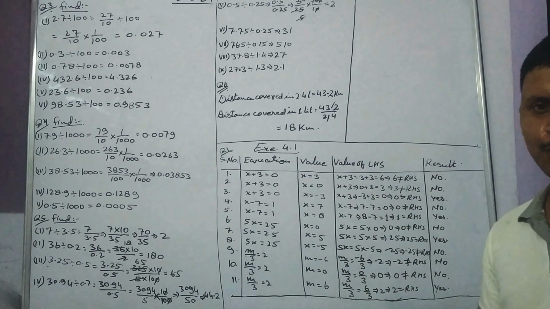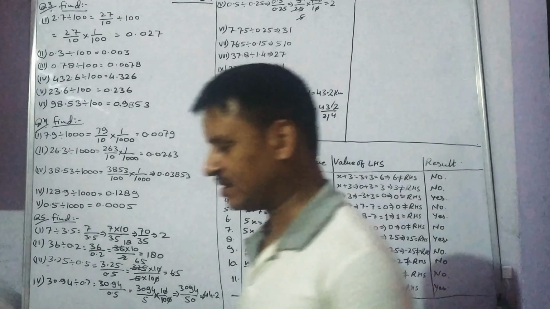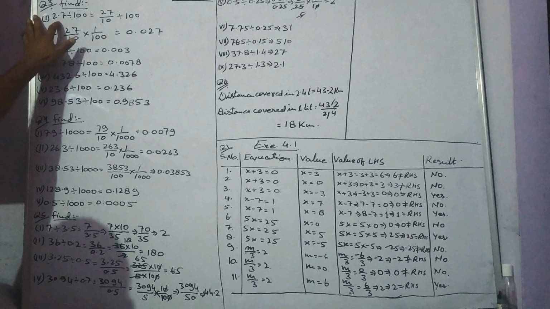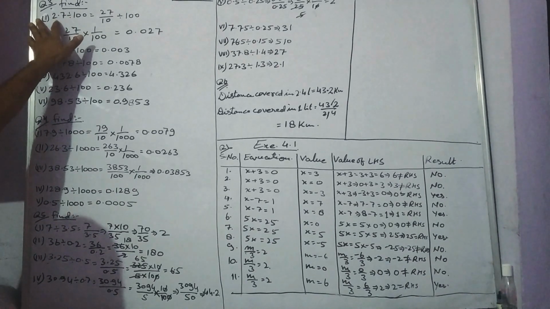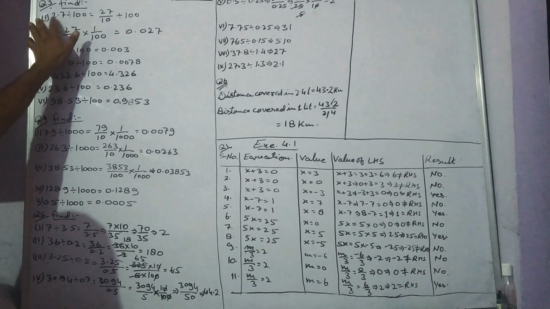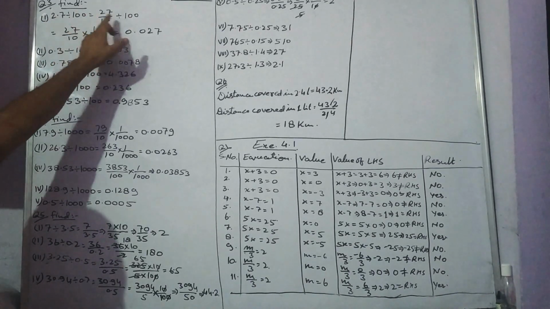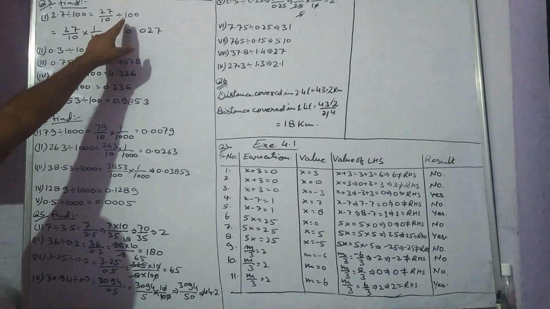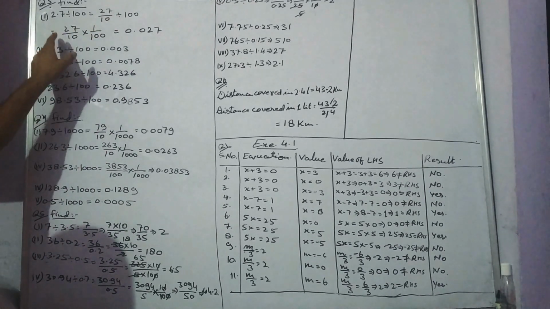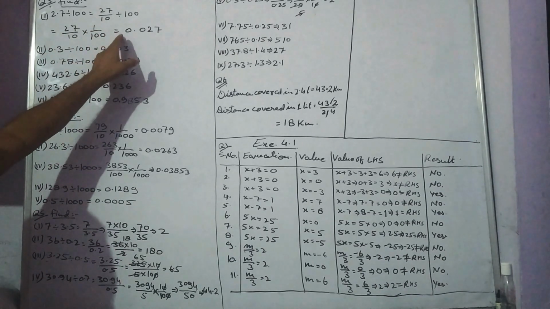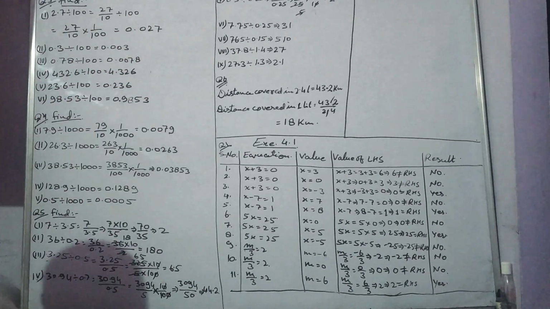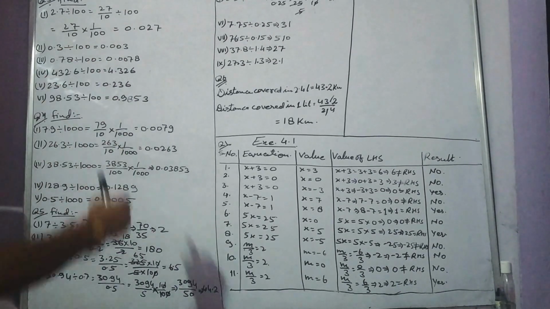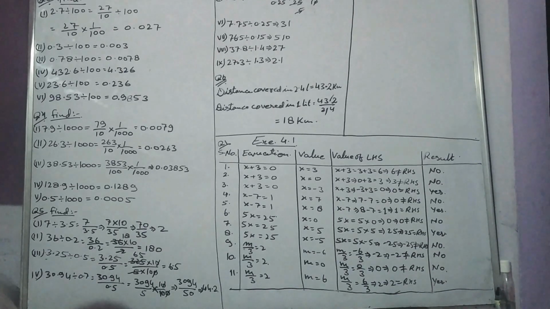Here in question number 3 of exercise 2.7, it says find 2.7 divided by 100. We can take 2.7, remove the decimal, and it becomes 27 upon 10. It is divided by 100, so we convert it into multiplication by writing the inverse of 100: 27 upon 10 into 1 upon 100, which is equal to 0.027, because we put the decimal just before the third digit since there are 3 zeros. So it becomes 0.027.